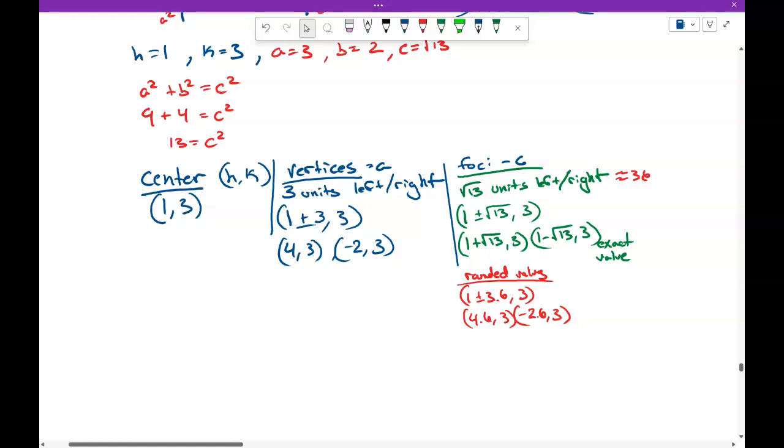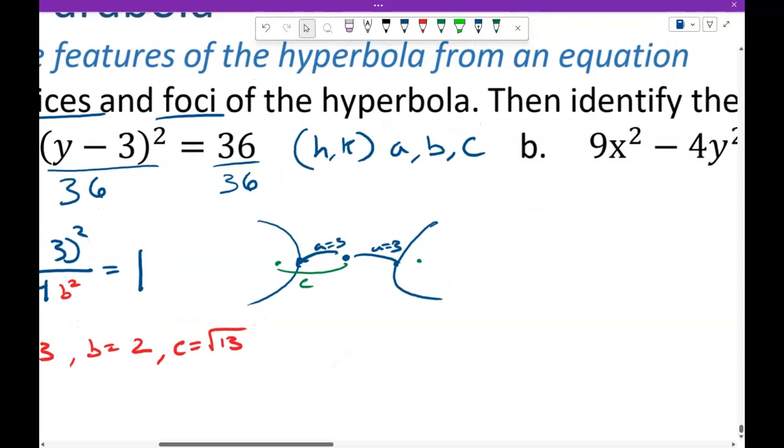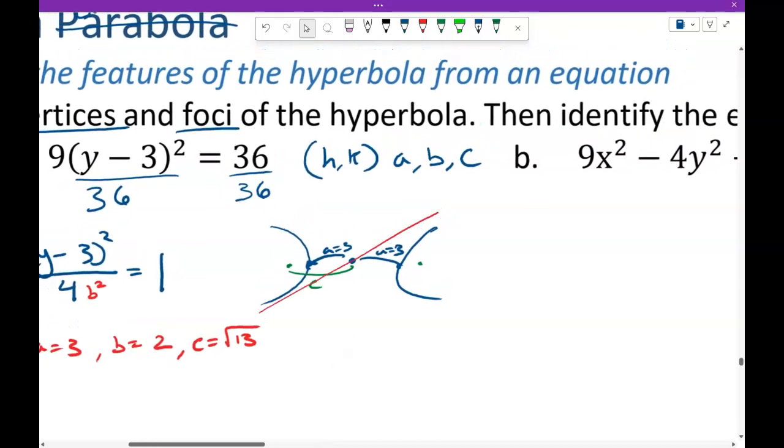Last thing they ask for is the asymptotes. So the tricky thing with the asymptotes is just considering what's the slope. So let's look at our diagram. If I have an imaginary line that's running through, and my a value is this horizontal distance, I need to consider what the vertical distance is for the run, or for the rise. Well, since a is the horizontal distance, b has to be the vertical distance. And so my slope is going to be b over a.